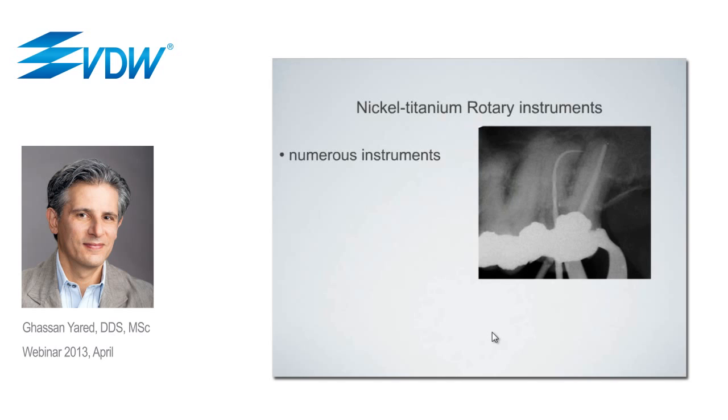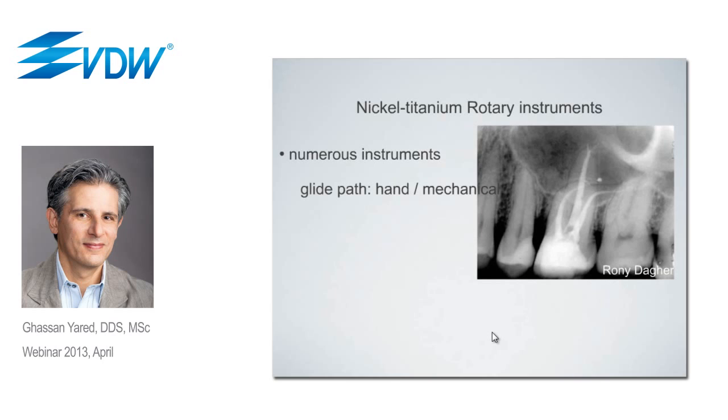So the question is, again, why do we have to use so many instruments when we can do a similar canal like this one with only one instrument used in reciprocation and without a glide path? In this case also, Dr. Dagger had to create a glide path. He had to use here files number 8, 10, and 15 to the working length. He also had to use a hand file number 20 to where the curvature starts.